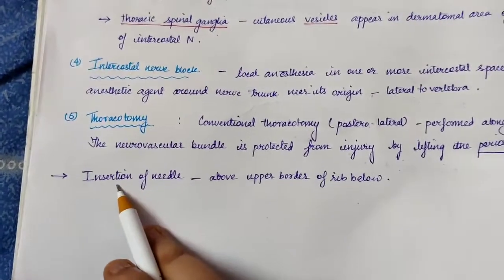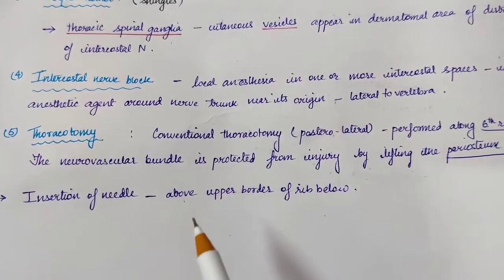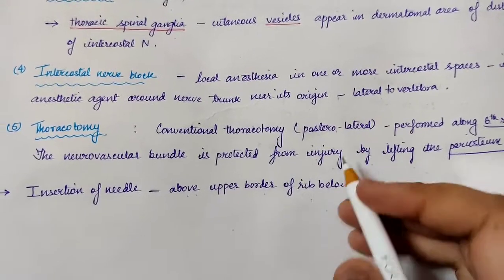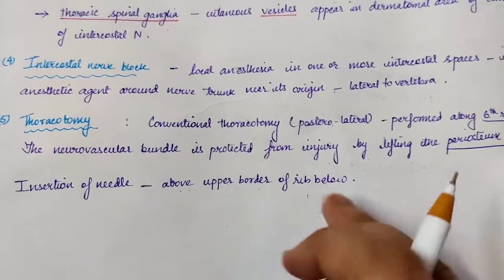Now if we need to insert a needle, we have to insert it above the upper border of the rib below. The rib below, the upper border, it has to be inserted there.